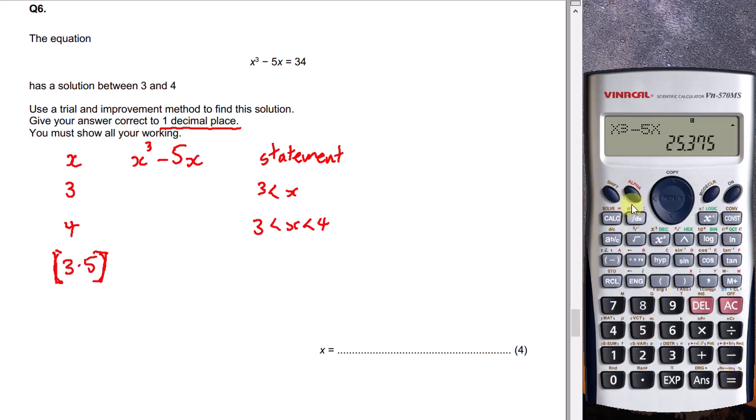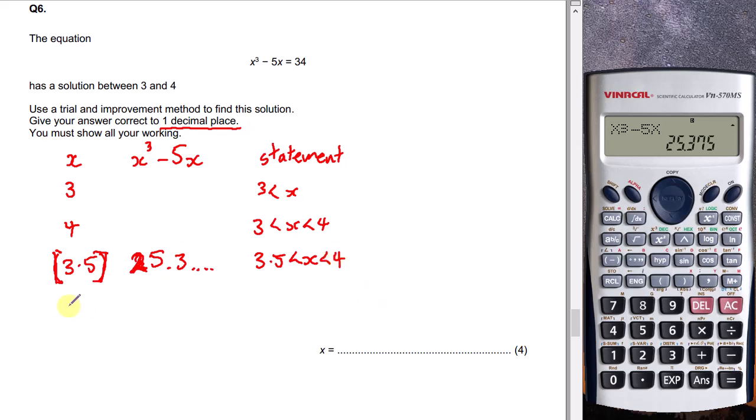It'll give me an answer. That's 25.375. I don't need to know the answer to too many decimal places, but at least more than one. This is small, so we know 3.5 is on the small side of my value. Some people say too big, too small. I just like to be able to see everything in the last line.